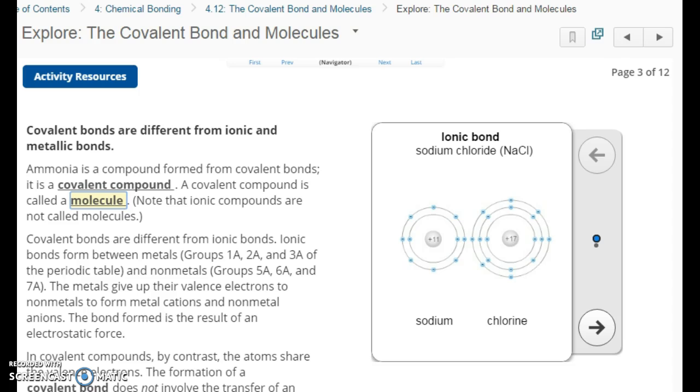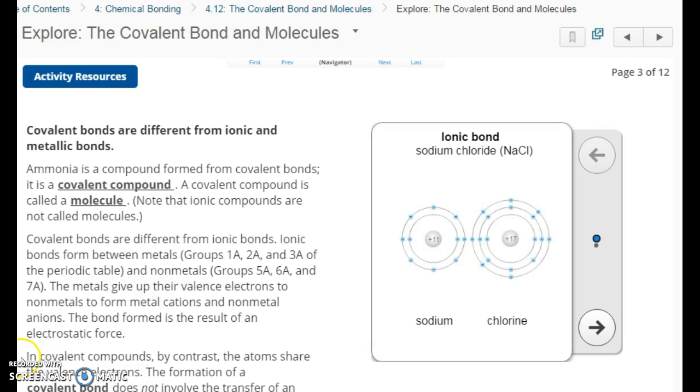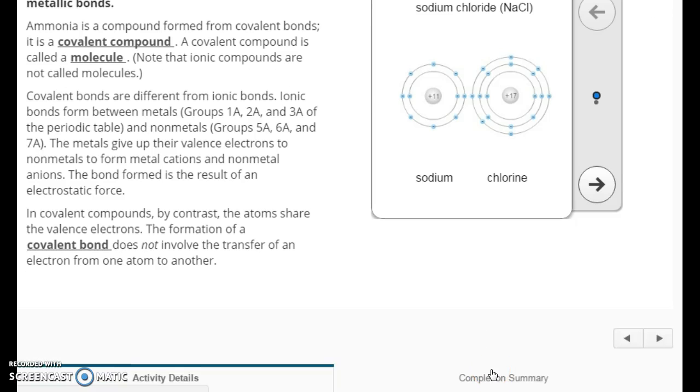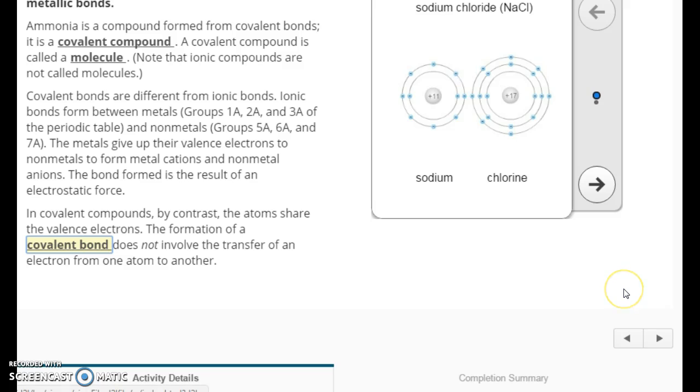Covalent compounds are different from ionic compounds. Ionic bonds form between metals, so groups 1, 2, and 3A of the periodic table, and nonmetals, groups 5, 6, 7A. The metals give up their valence electrons to nonmetals to form metal cations and nonmetals anions. The bond formed is a result of electrostatic, the positive-negative force, right? This is what we talked about last lesson. In covalent compounds, by contrast, the atoms share a valence electron. The formation of a covalent bond does not involve the transfer of an electron from one atom to another. So covalent bond: a bond in which electrons are shared between bonded atoms.